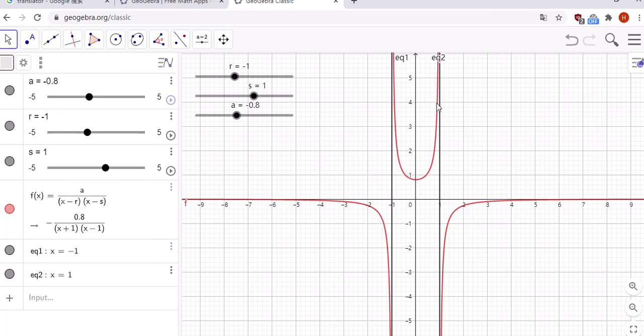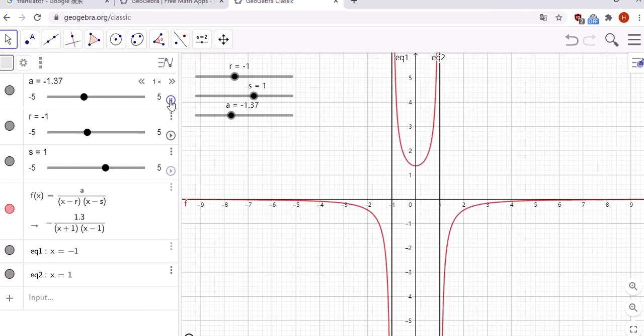In the middle, x more than -1 and less than 2, a is negative and the denominator is negative also. So the y value is positive, so the graph is above the x-axis. And keep changing.